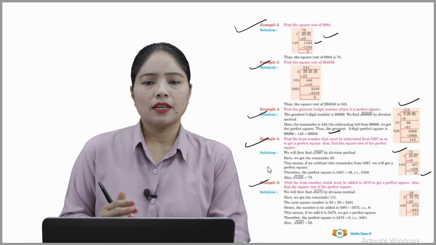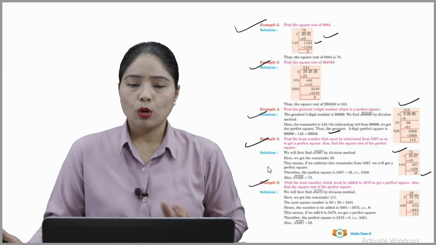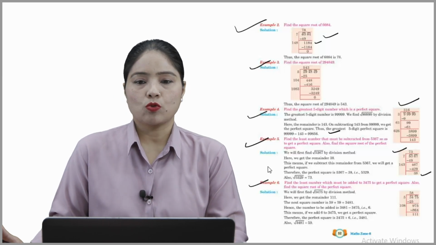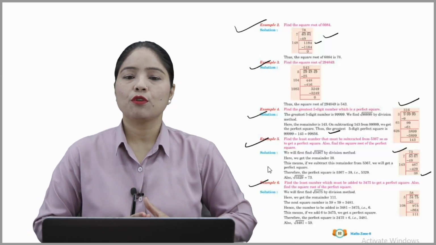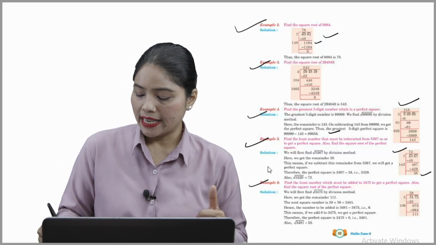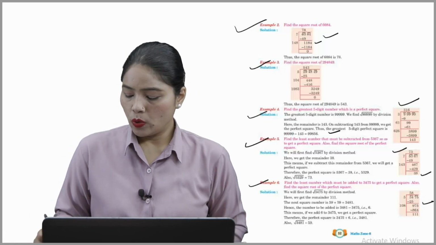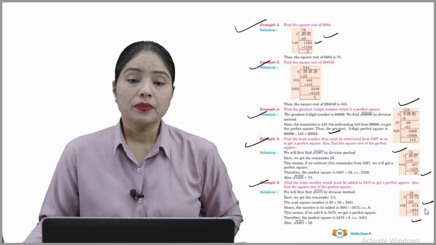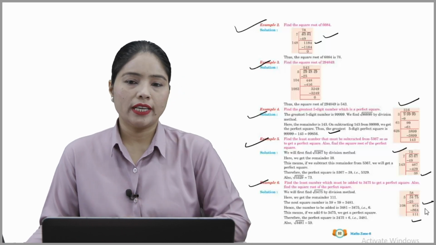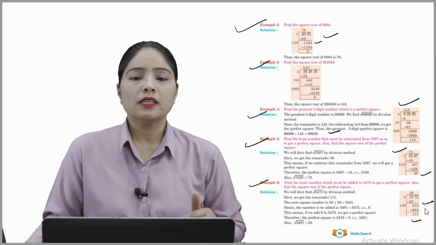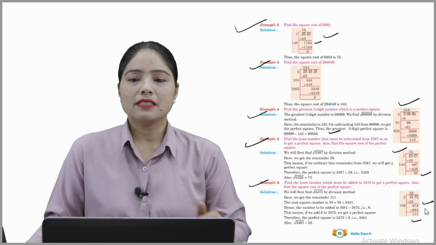Find the least number which must be added to 3475 to get a perfect square. Also find the square root of the perfect square obtained. So we will first find the square root of 3475 by division method. After that, we get the remainder 111. The next square number is 59 into 59, that is 3481. Hence, the number to be added is 3481 minus 3475, that means 6.